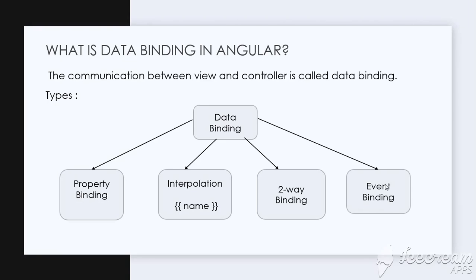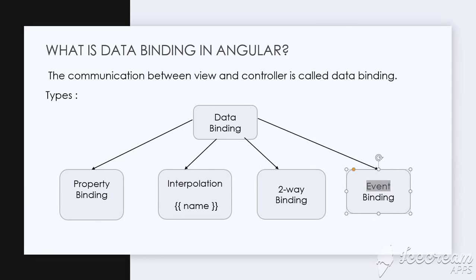And there are three types of one-way data binding. One is event binding, the next is interpolation, and the third is property binding. So these three, property, interpolation, and event binding, are the examples of one-way data binding. And two-way data binding I already explained. So what is the difference between these three: property, interpolation, and event binding? Event binding is of course easy.